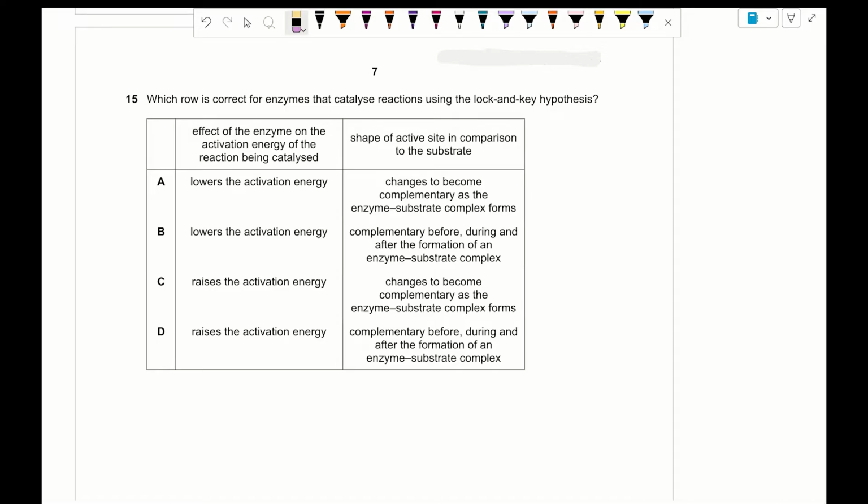So the lock and key hypothesis of enzymes assumes that both the active site and the substrate are perfectly complementary at the start. They are both exactly the same size and shape. So let's see the suggestions that we have here. Effect of the enzyme on the activation energy of the reaction being catalyzed. So we know that enzymes always lower the activation energy by providing an alternative pathway with a lower activation energy. Therefore, reactions could take place at a lower energy level. Therefore, A and B is correct.